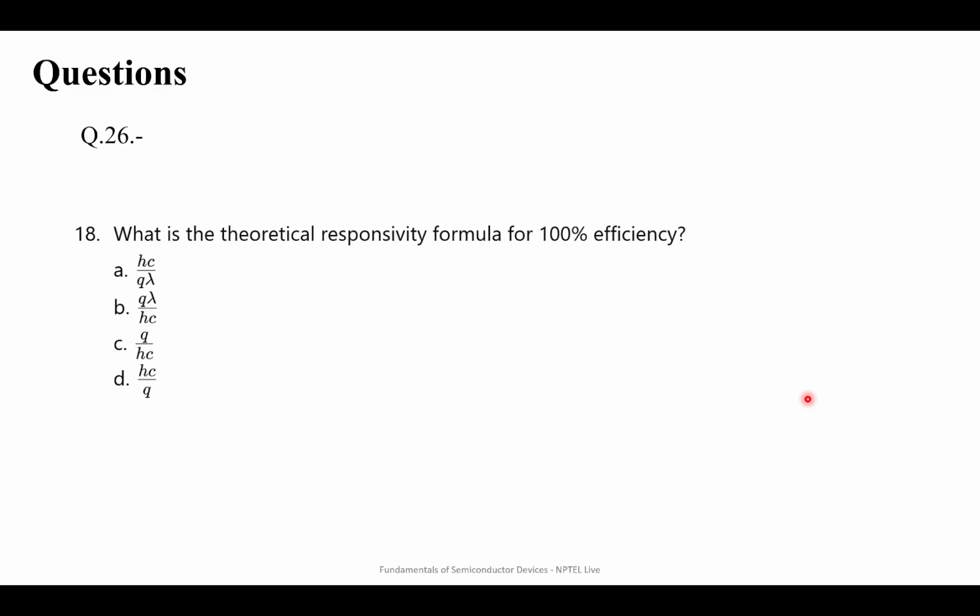What is the theoretical responsivity formula for 100% efficiency? hc by q lambda, q lambda by hc, q by hc, or hc by q. So hc by q lambda, it will be q lambda by hc.